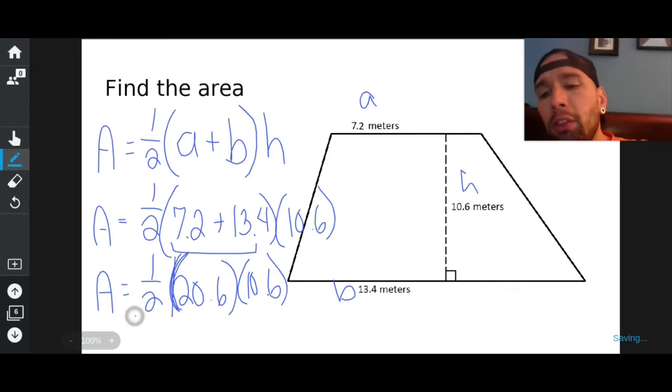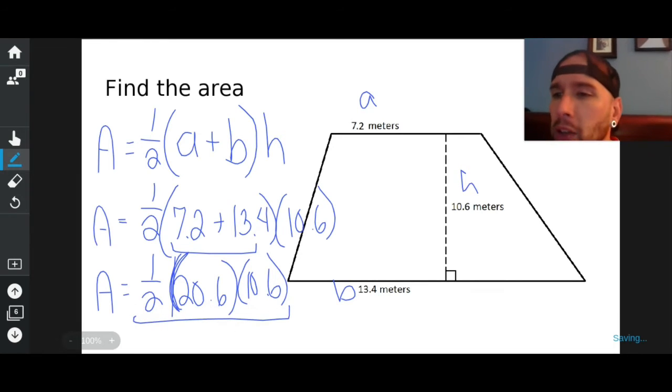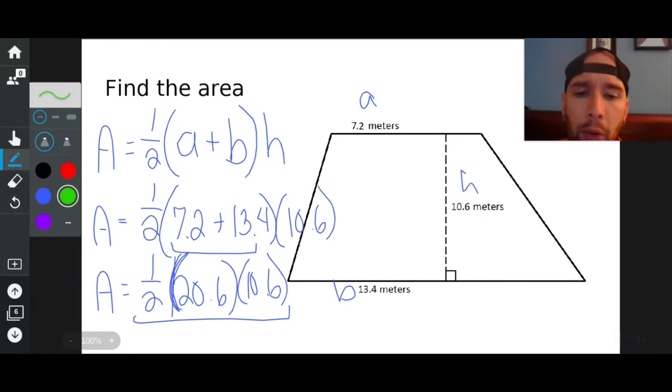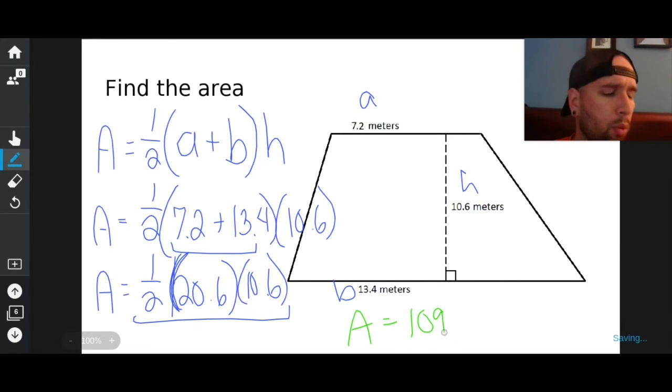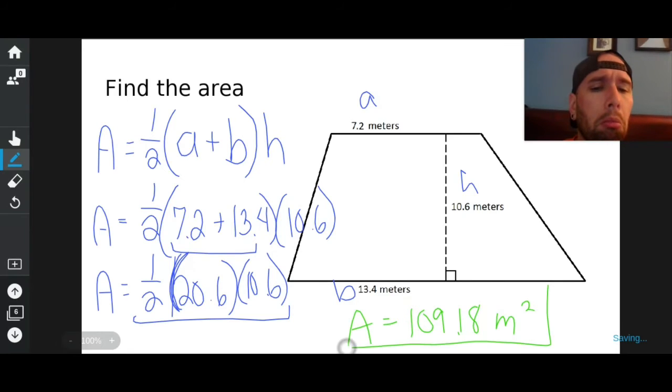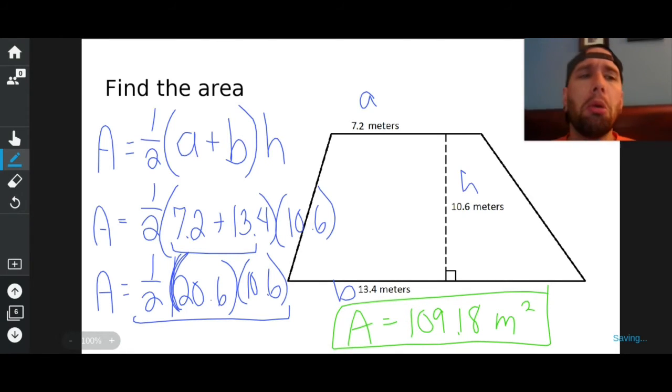If I multiply these three together, because I'm running out of space here, so I'm just going to multiply all three of them together right now. I'll get a little over 100. Let's use the calculator to find out. 1/2 times 20.6 times 10.6. It's 109.18. 109.18 what? Meters squared. That'll do just fine.